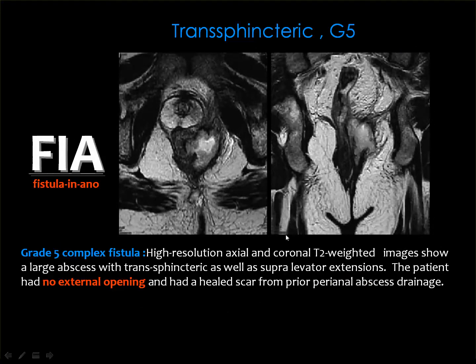And this is a transsphincteric fistula, which has extended above the levator. And this is very easy if you look at the coronal image. This is the external sphincter that has been crossed by the lesion. And this is the levator ani that has been crossed by the lesion. Then you have a complex fistula, and this resulted in a collection that looks like an abscess, and this abscess has extended across the sphincters as well as above the levator.